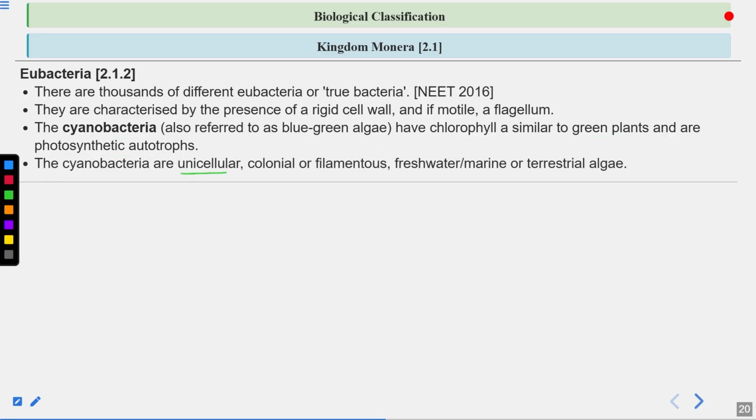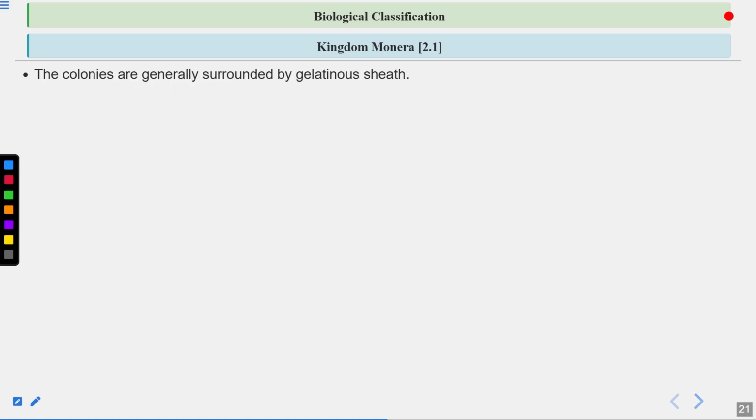Cyanobacteria, they can be unicellular. Okay, they can be colonial or filamentous. They can be freshwater, marine, or terrestrial algae. Clear? So they are unicellular forms, colonial, filamentous forms. Some live in freshwater, some in marine, and there are terrestrial algae also. The colony is surrounded by gelatinous sheath.